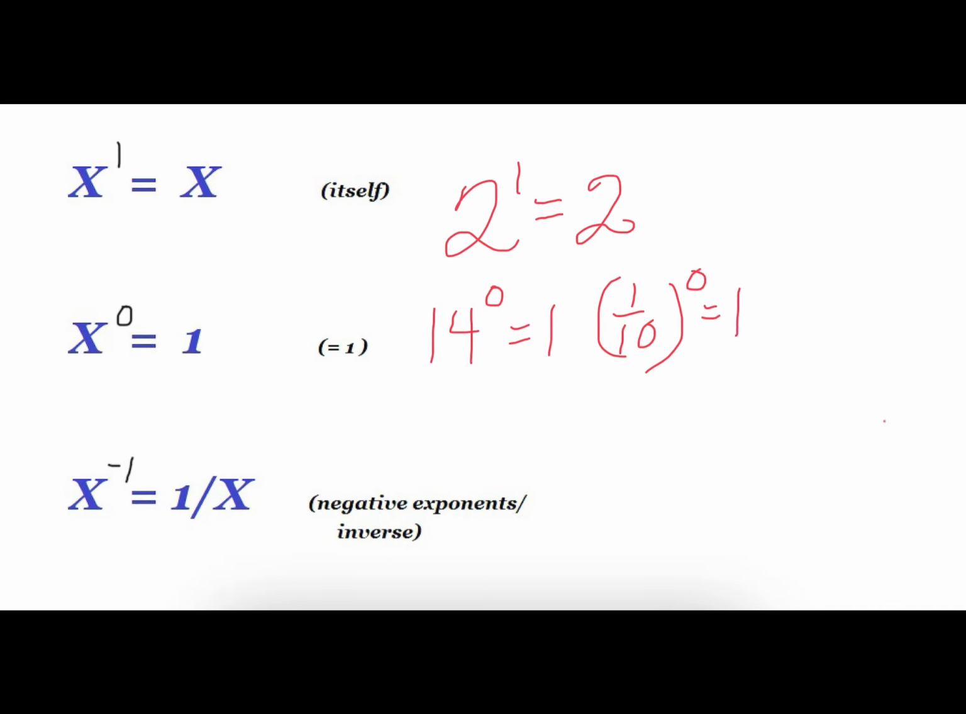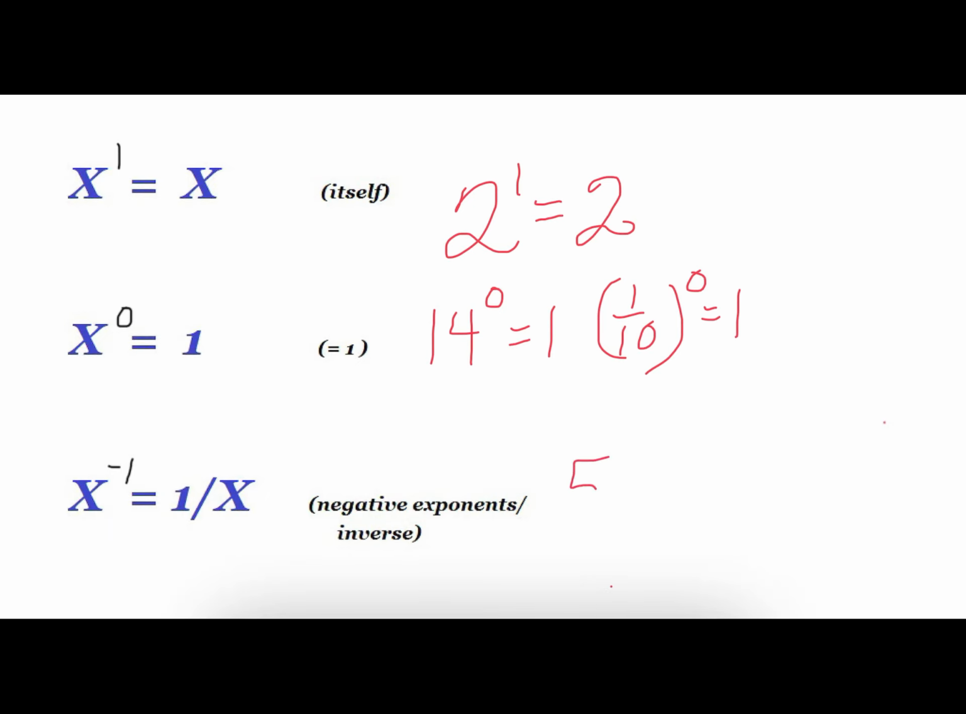Now dealing with negative exponents, you are going to inverse the base. For example, if you have x to the negative 1, that'll yield 1 over x. Another example is if you have 5 to the negative 1, that'll be equivalent to 1/5. And if you have 3 to the negative 2, that would be 1 over 3 squared. And that's the same as 1/9.